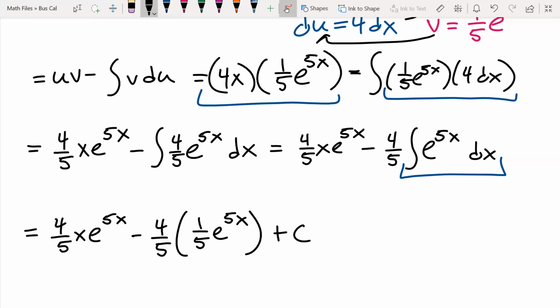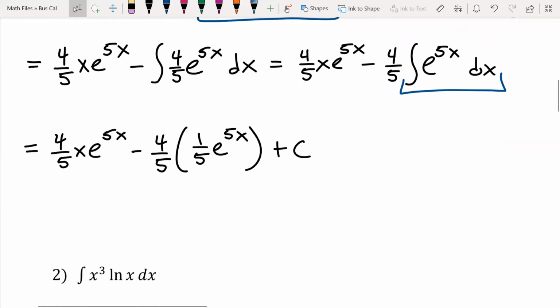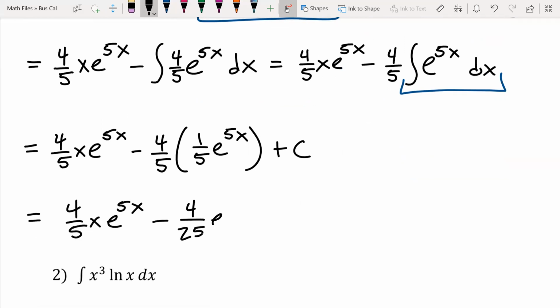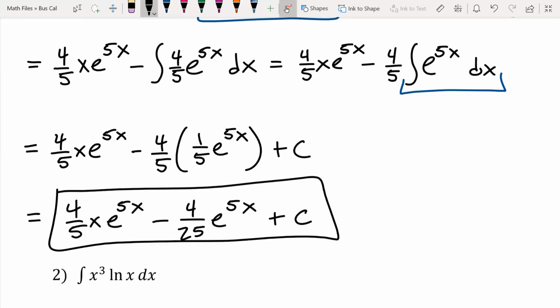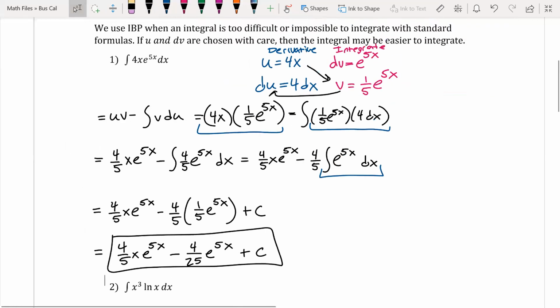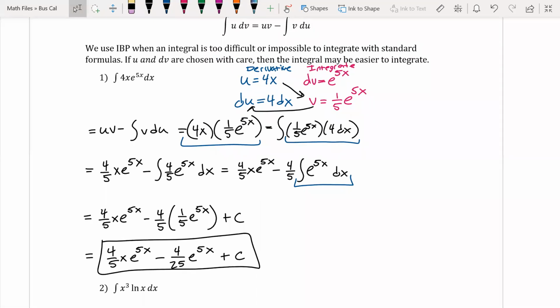All right, one last cleanup, and we will get 4/5 x e to the 5x minus 4/5 times 1/5 is 4/25 e to the 5x plus c. There we go. And that is the antiderivative of 4x e to the 5x. All good fun.